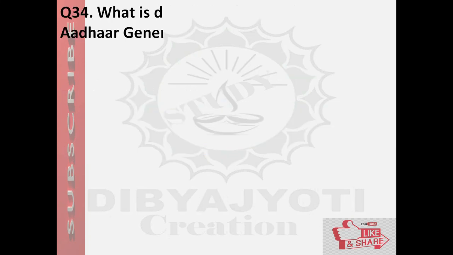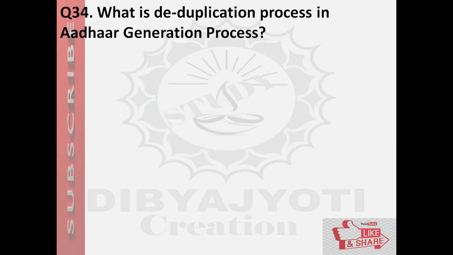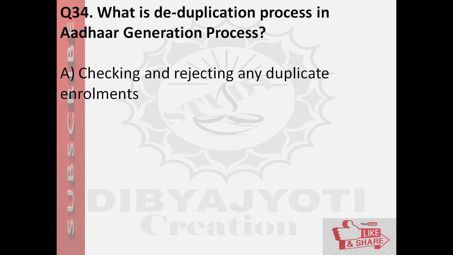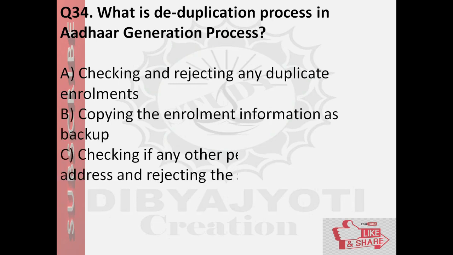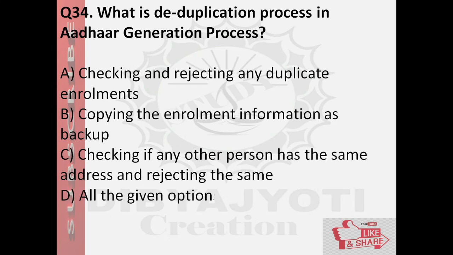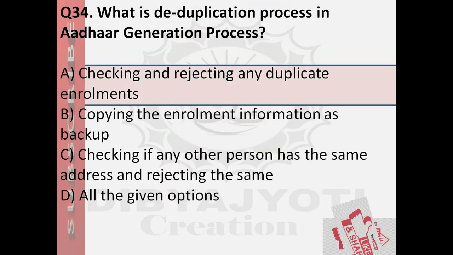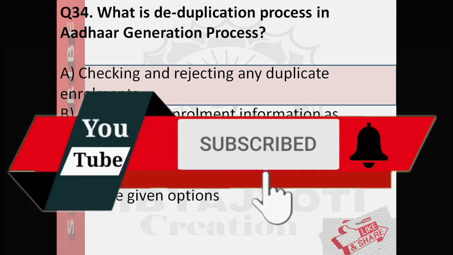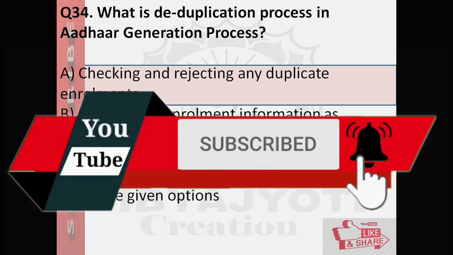Then question number 34, what is deduplication process in Aadhaar generation process? Options are, option A, checking and rejecting any duplicate enrollments, option B, copying the enrollment information as backup, option C, checking if any other person has the same address and rejecting the same, and D, all the given options. And answer is, option A, checking and rejecting any duplicate enrollments.